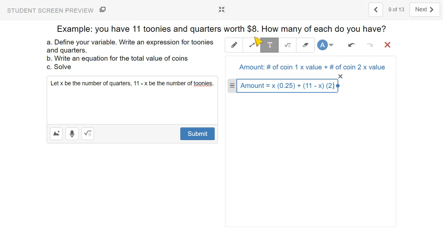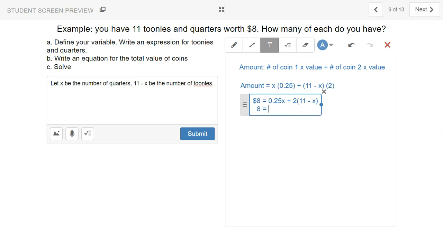We also know that in total, this was worth $8. So the amount is equal to 8, and I'm going to substitute that in the next row. So $8 is equal to 0.25x plus, and I'm going to rearrange this. So I have 2 times 11 minus x. Let's simplify again. So 8 is equal to 0.25x plus 22 minus 2x.